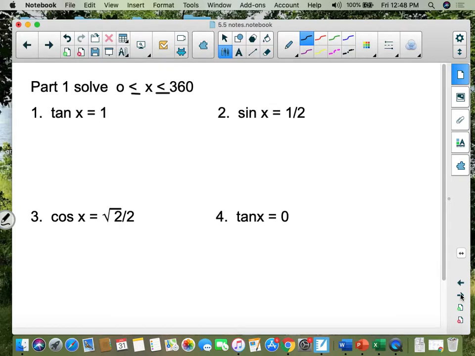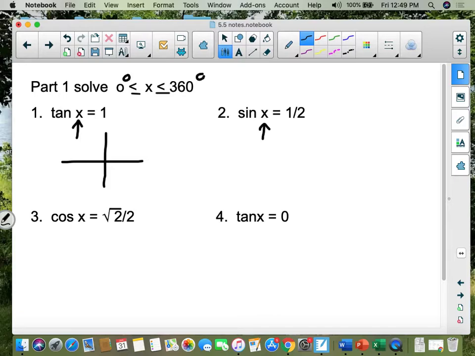Number one, solve from 0 degrees to 360 degrees. You're trying to solve for x. You're solving for the degrees. They give you the ratio. As you can see, they give you the answer like you had on the test. We have to come up with the degrees. The tangent of how many degrees will give you 1? The sine of how many degrees will give you 1/2? So you draw yourself a picture, just like you did on the last test.